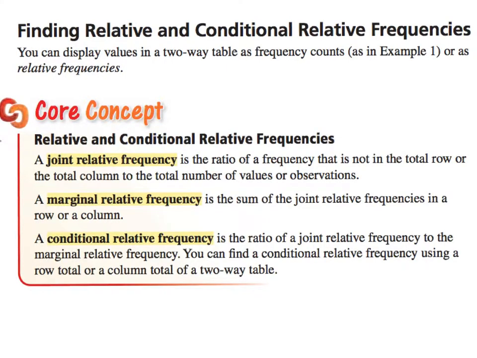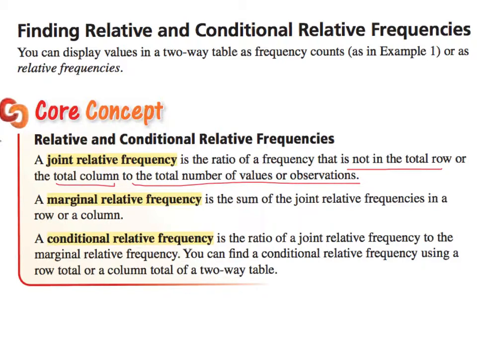Now, finding relative and conditional relative frequencies. You can display values in a two-way table as frequency, like you did in the first example, or as relative frequencies. This gets difficult of keeping it all straight. There's joint frequencies, marginal frequencies, and there's also joint relative frequencies, marginal relative frequencies, and conditional relative frequencies. A joint relative frequency is the ratio of a frequency that is not in the total row or total column to the total number of values or observations.